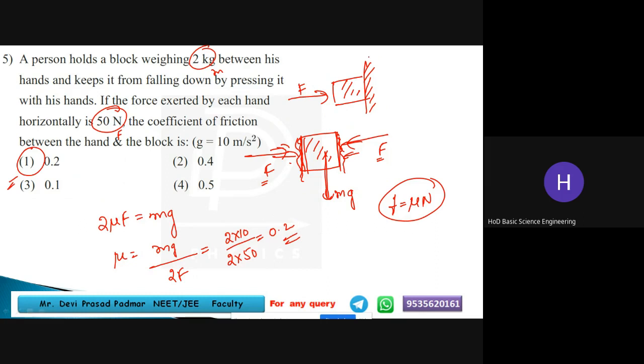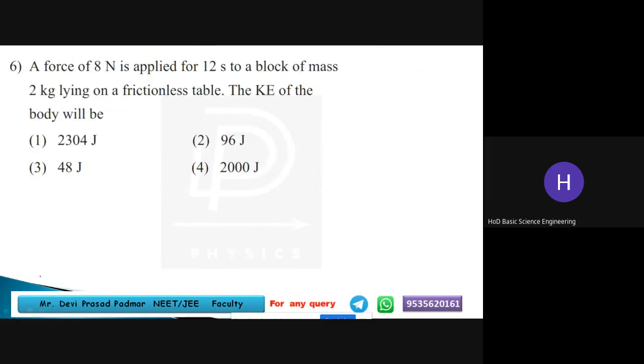Again, you can expect this type of question also. In this particular case, mu into n must be equal to mg. Since it is kept in between two hands, you have to consider the forces from both sides. What is mu here actually? Mu is the friction between the hand and the block. Yes, for the next question.